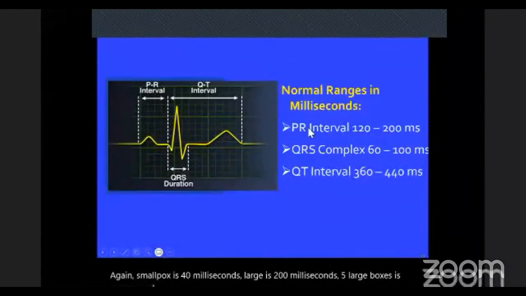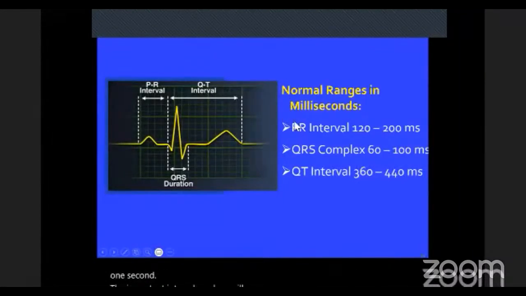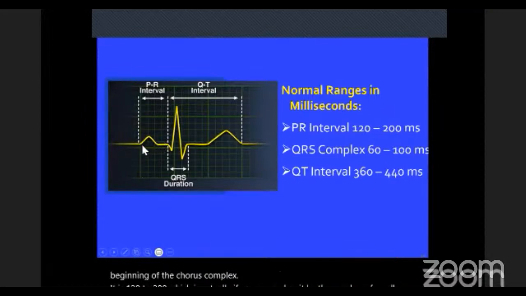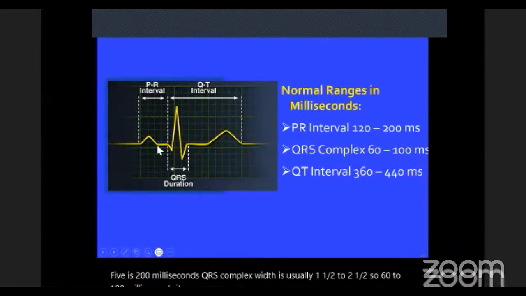The important intervals, and we will come to them later when we discuss abnormalities in the ECG: the PR interval, from the beginning of the P wave until the beginning of the QRS complex, is 120 to 200 milliseconds, which, if you remember it by the number of small boxes, is 3 to 5. 3 is 120, 5 is 200 milliseconds. The QRS complex width is usually 1.5 to 2.5 small boxes, so 60 to 100 milliseconds. It is definitely abnormal if it is more than 3 boxes, more than 120 milliseconds.